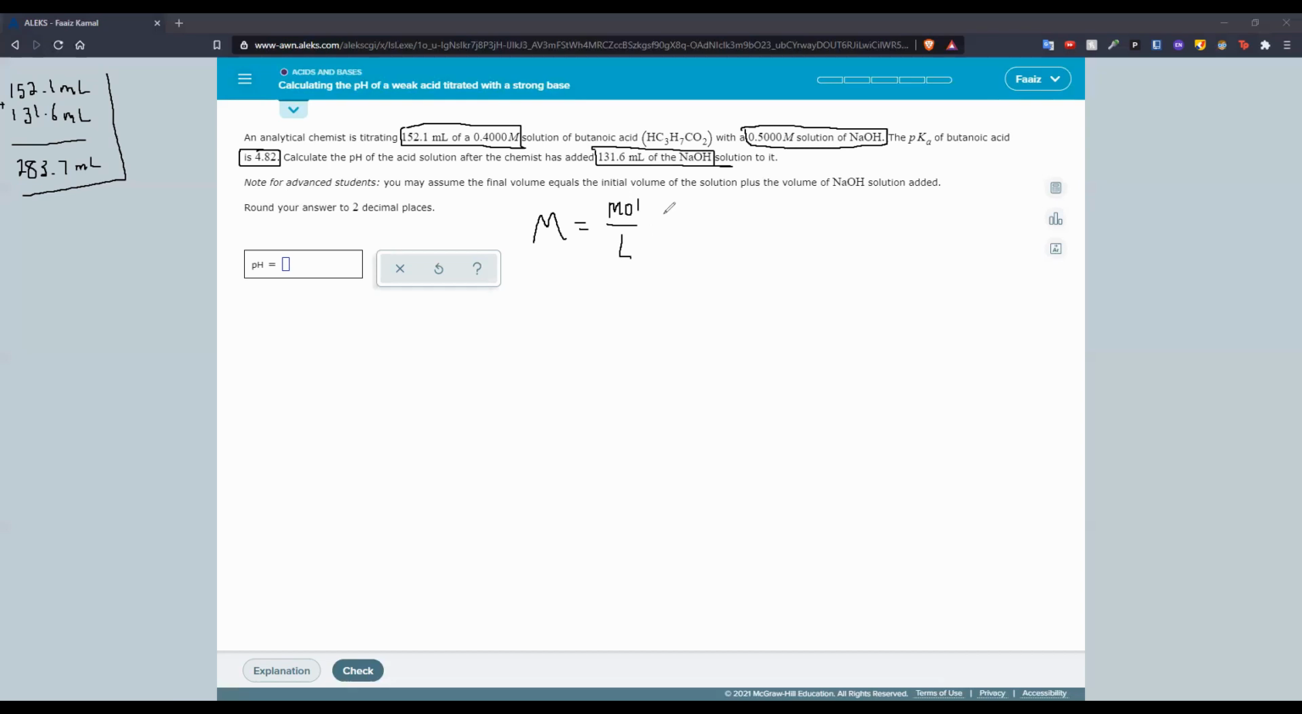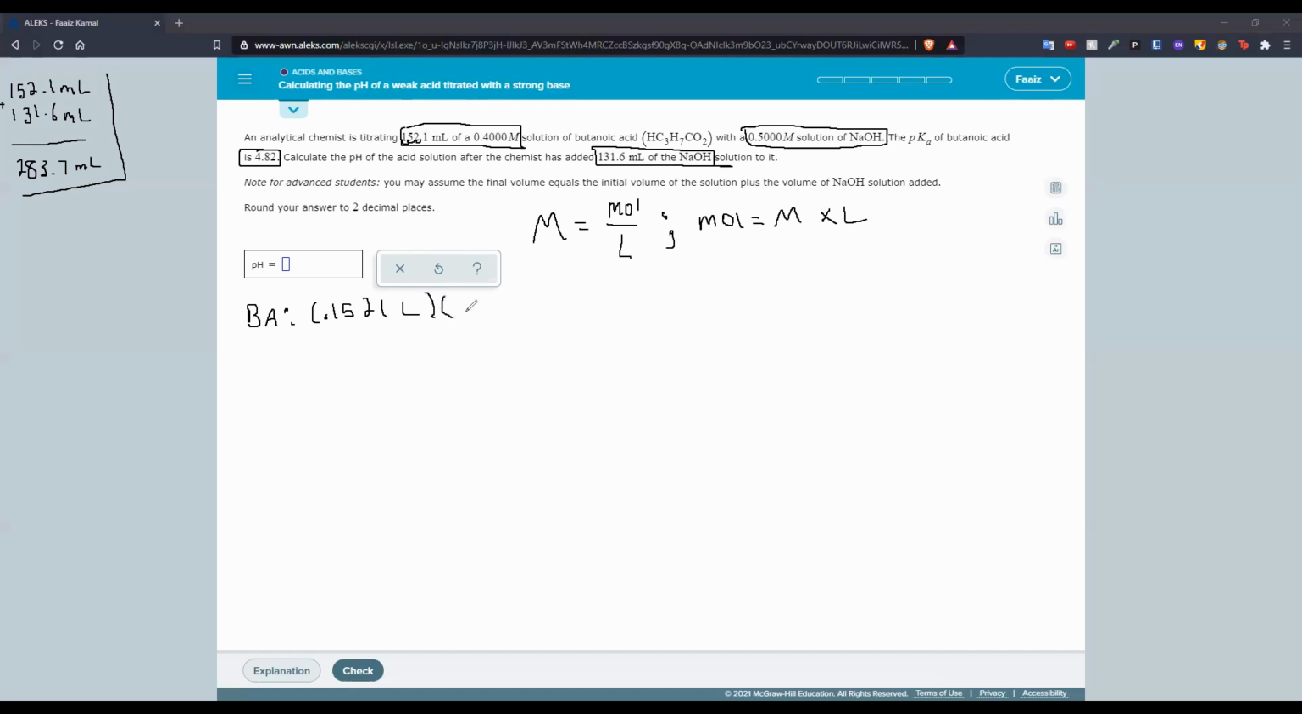And we're finding moles. All we do is multiply molarity times liters. So moles equals molarity times liters. Everything I circled has the information about your compounds. So I'm just going to abbreviate butanoic acid as BA. So for that, you have 0.1521 liters. To get liters from milliliters, all you do is move the decimal over 3 places. So 1, 2, 3, that's 3 places, and that's how you get liters.